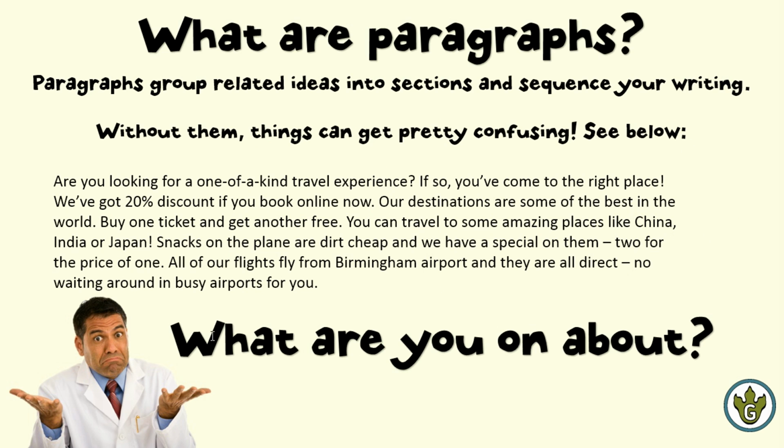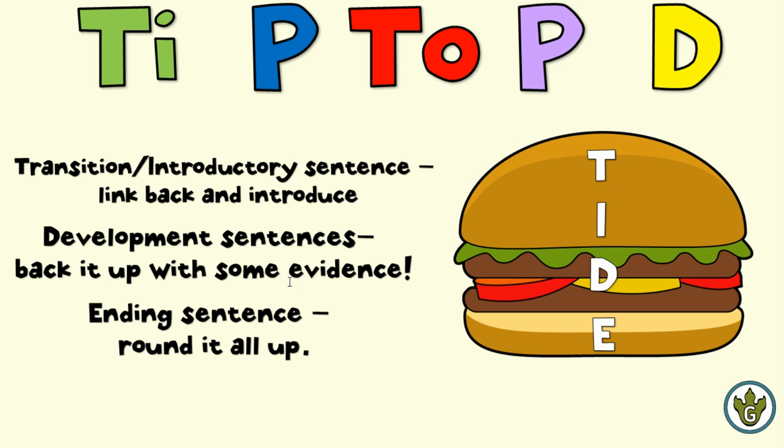Now, I've got a brilliant tip to show you, and this will revolutionise how you can turn lots of information like this into absolute gold dust, and you'll be paragraphing like a pro. And it's here, and I really like this because it's got a burger on it, and who doesn't love a burger? Even if you're a vegetarian, you can have a bean burger. So here we have our Tide burger. I call it a Tide burger because each one of these letters stands for something. So in my paragraph, I need to start with a transition or an introductory sentence.